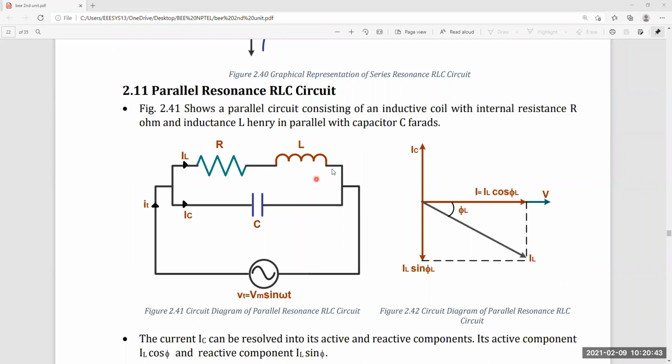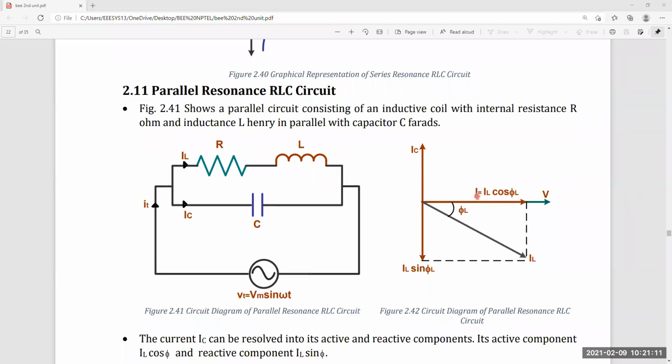This RL is called a choke coil. Generally, this RL circuit is used in tubelights as a choke coil. This is called capacitor C. Understood? Here IL is the current flowing through the inductor, and IC is the current flowing through the capacitor. This is the phasor diagram.